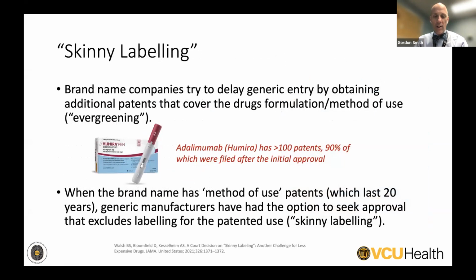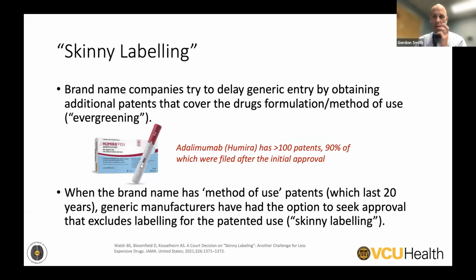There is also action in other branches of government, and this is some good news. It's nice to have some good news regarding a really interesting concept called skinny labeling. So yet another great term. So we've already talked about evergreening. So brand name drugs try to delay generic entry by obtaining additional patents that cover drug formulation and method of use. And so the thing that's confusing here is that the intellectual property for drugs involves both patent law and exclusivity. And you can have different periods running for patents and exclusivity.